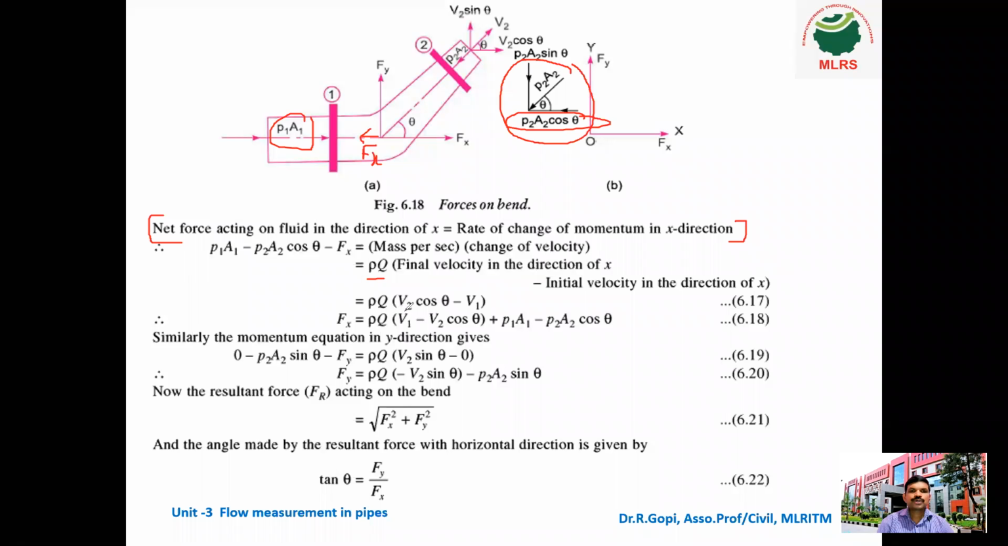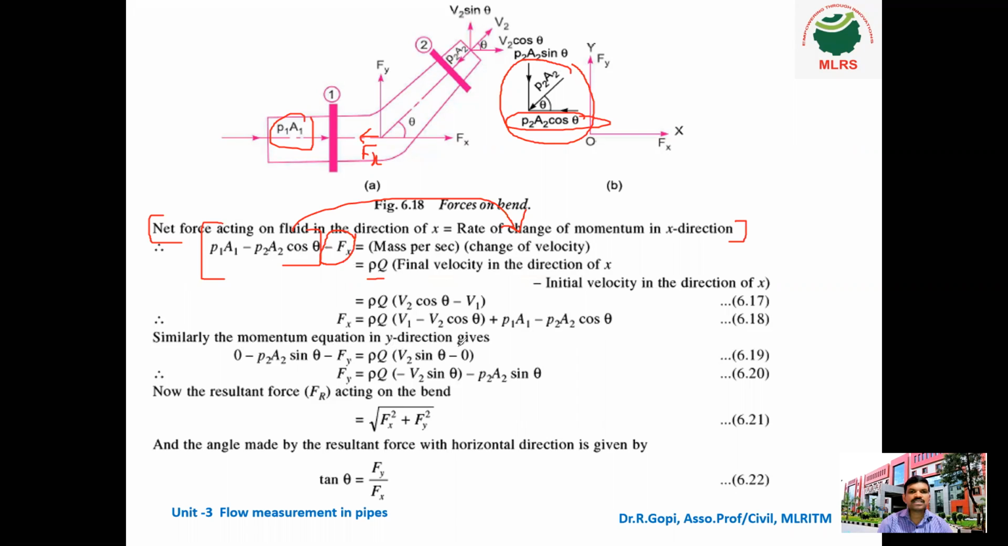So ρQ into final velocity minus initial velocity, v2 cos θ minus v1. So Fx is equal to ρQ (v2 cos θ minus v1). You can write this one, and this portion coming to this side, so plus. Here minus is there, minus comes this side means plus: P1A1 minus P2A2 cos θ. This is equation number 6.18.